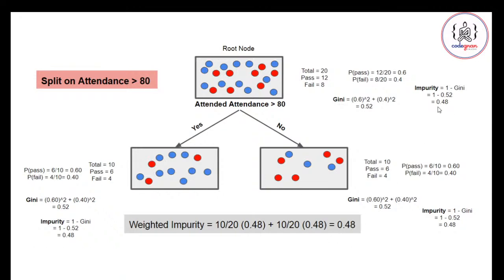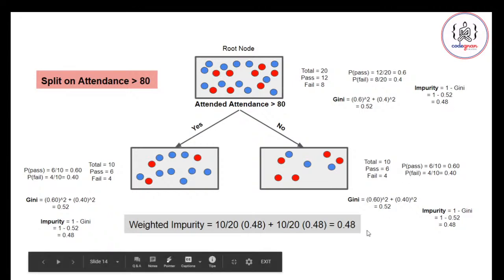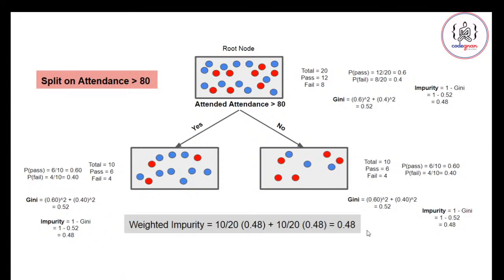And here if you see, after splitting on this attendance, our weighted impurity is 0.48, and at the root node we also had this impurity 0.48, right? So both of them are the same. After splitting, our nodes are not getting pure or homogeneous. So what we do is we consider this split on test as our first split. This is our best split.